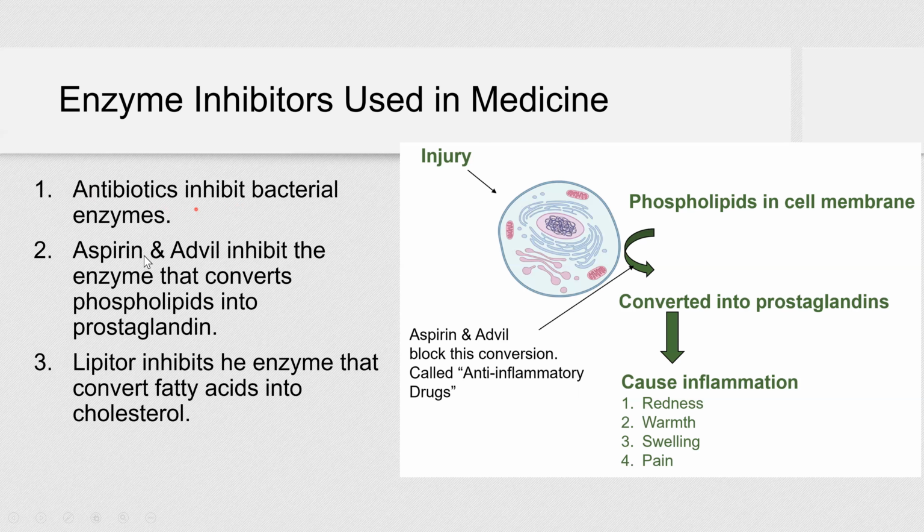That's good. Another example, aspirin and Advil. They inhibit the enzymes that convert phospholipids into prostaglandins. If there is an injury, the phospholipids in the cell membrane are converted into prostaglandins, and you need an enzyme to do this conversion, because almost every single reaction in your body requires an enzyme. Aspirin and Advil block this conversion, so fewer prostaglandins are formed, and prostaglandins cause inflammation: redness, warmth, swelling, pain. If you have fewer prostaglandins, you reduce the site of inflammation. So those are our anti-inflammatory drugs.